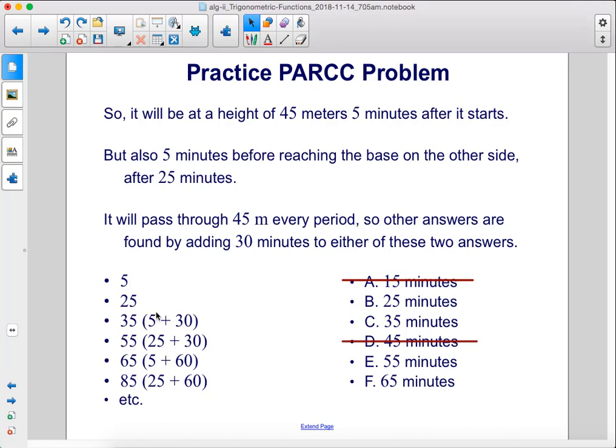So here's a list of possible answers. 5 minutes, 25 minutes. We've added 30 to 5, we got 35. We've added 30 to 25, we get 55 minutes. Here we have 65 minutes, 85 minutes, etc. So here are our answers: B, C, E, and F.